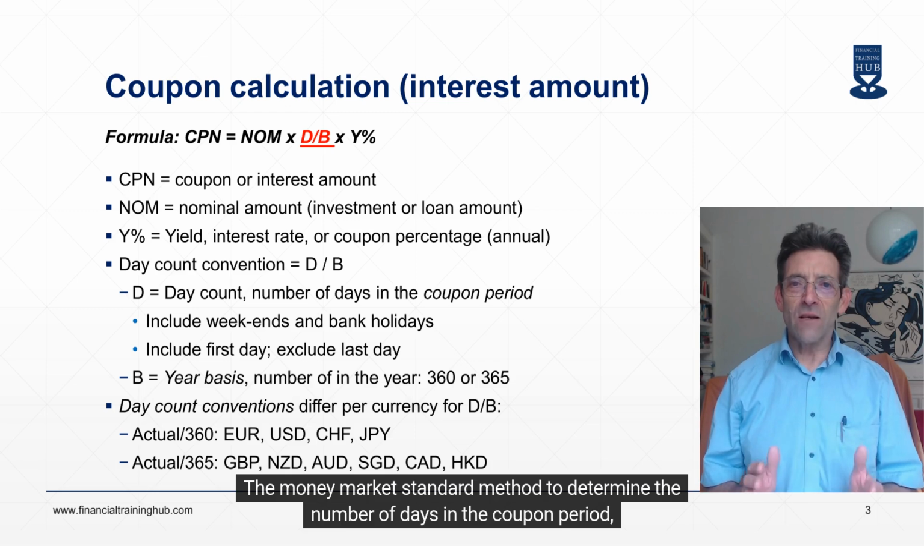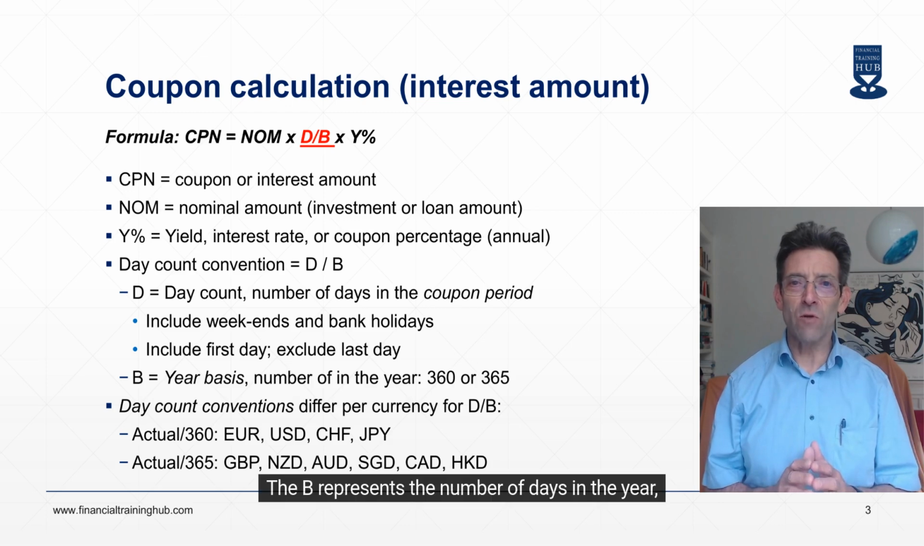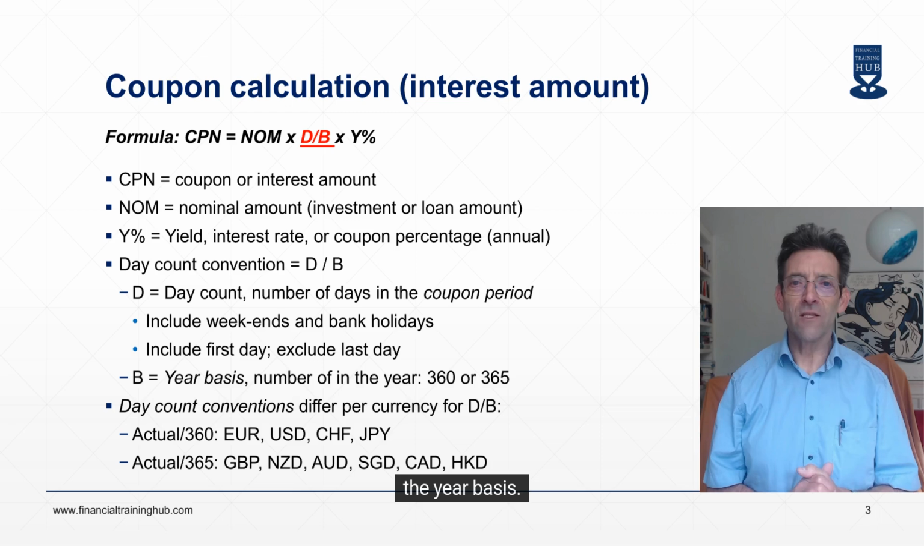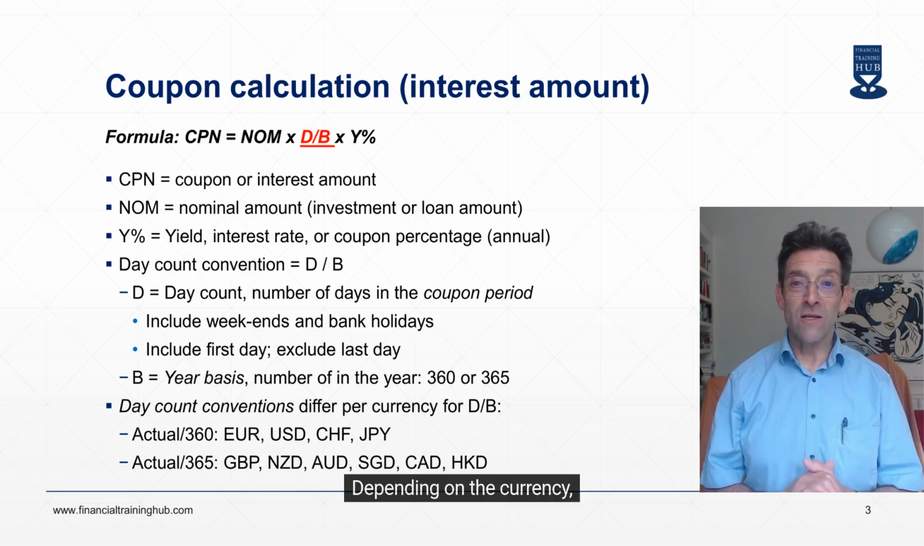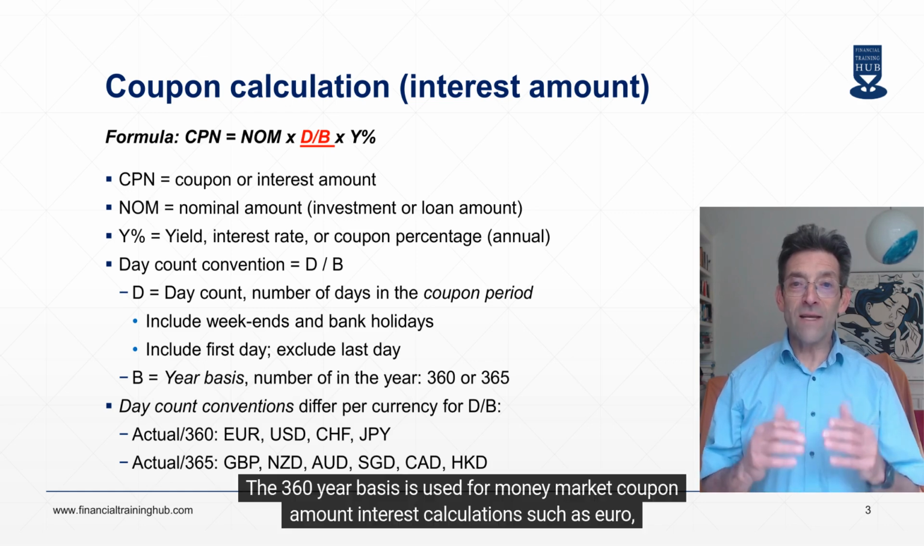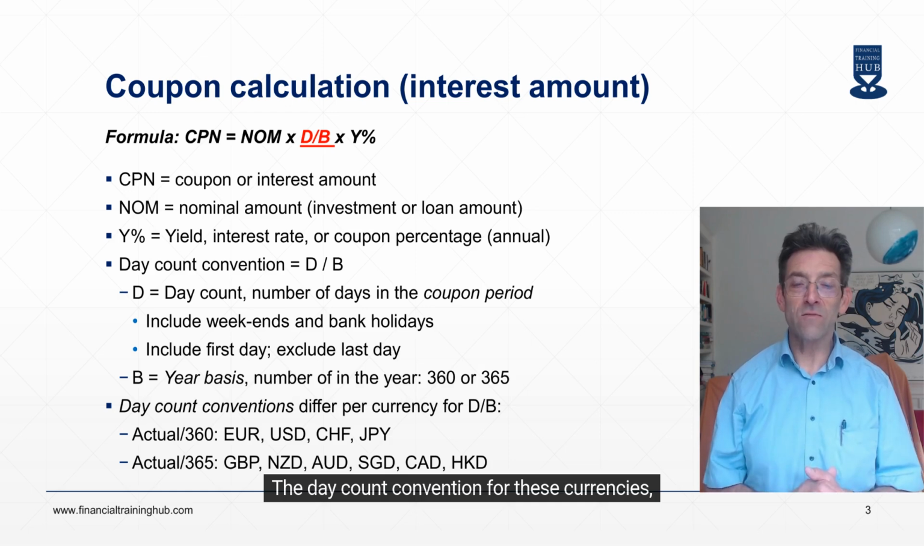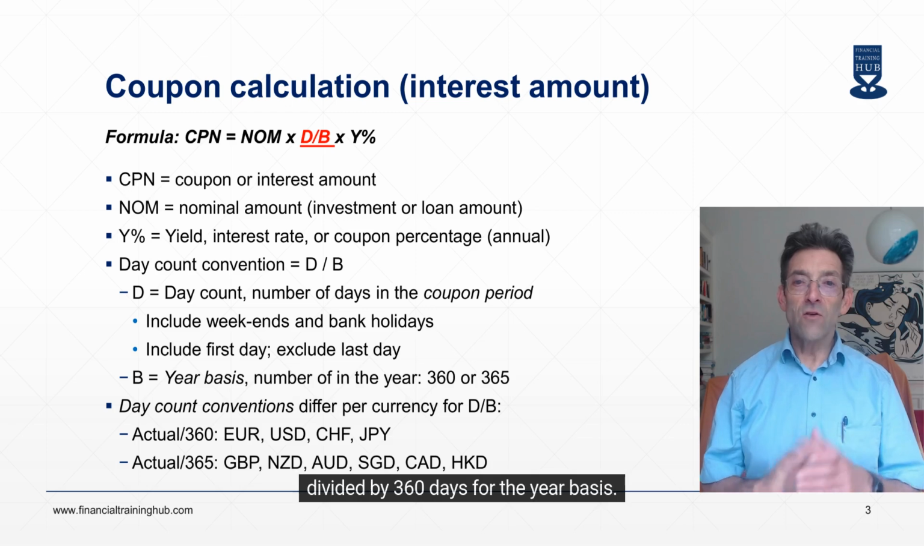The money market standard method to determine the number of days in the coupon period is to exclude the maturity date, but to include the start date. The B represents the number of days in the year basis. Depending on the currency, the money market standard is to set B on 360 days or 365 days. The 360-year basis is used for money market coupon amount interest calculations such as euro, US dollar, Swiss franc, and Japanese yen. The day count convention for these currencies is the actual days in the coupon period divided by 360 days for the year basis.